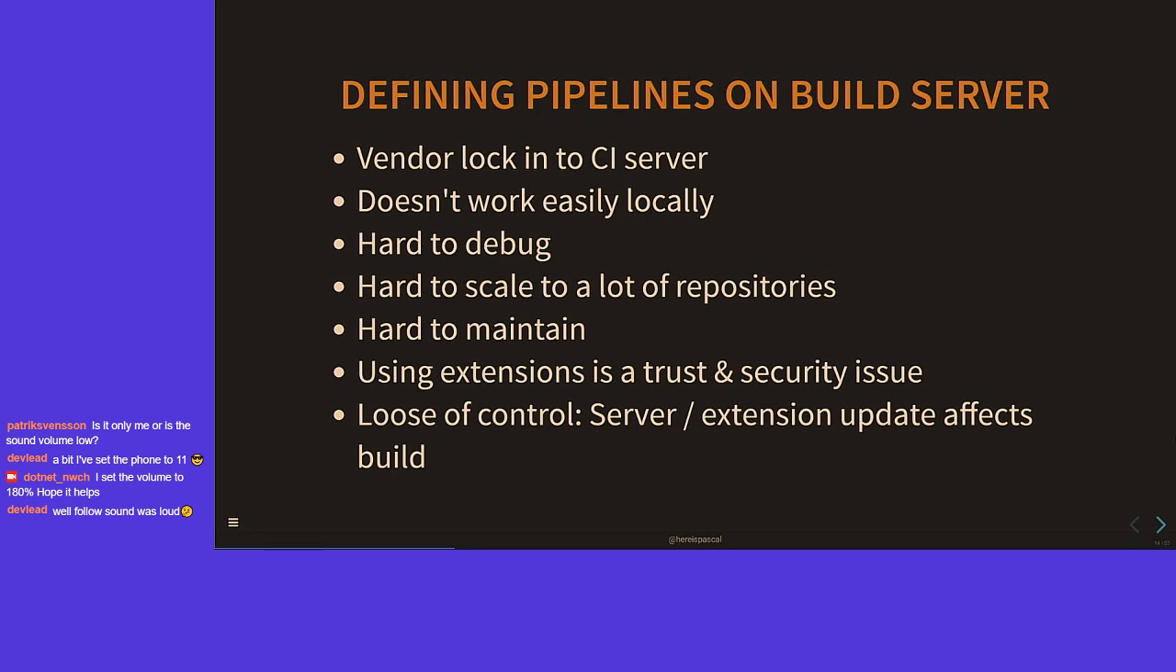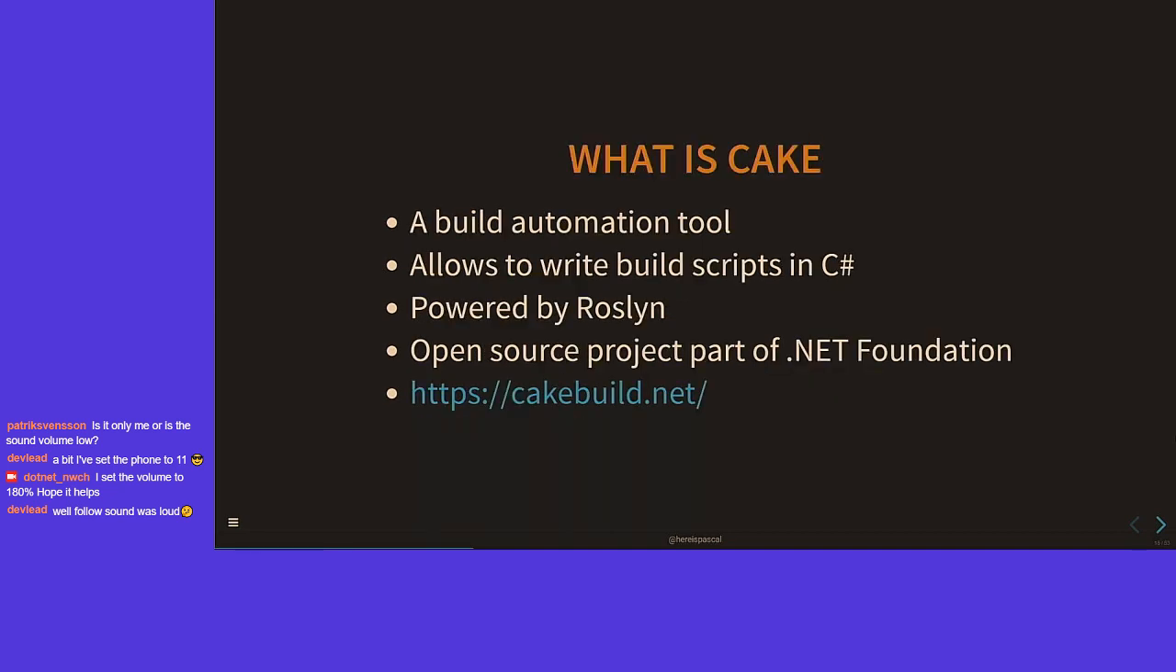So Cake can be a solution for this, which is that we script our build. We don't depend on a build server. We use the build server as a task runner, which just runs the Cake task, and we can have Cake for local and server use. So Cake is actually a build automation tool or a build orchestrator.